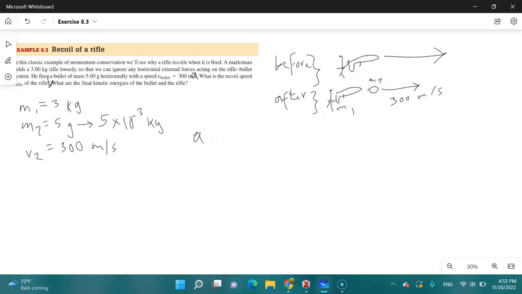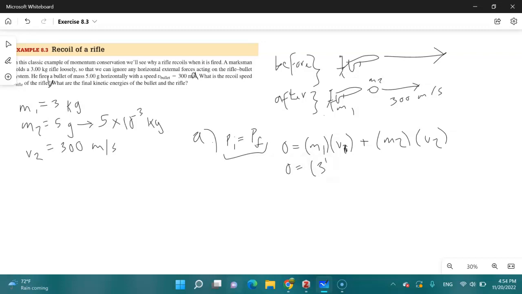So let's try to solve part A. What's the recoil speed of the actual rifle? So we know that the initial momentum is going to be equal to the final momentum in this case. We do know that the initial momentum is 0 because there's no forces acting here. So for the 0, and now here we would do the mass of the rifle times the velocity of the rifle plus the mass of the bullet times the velocity of the bullet. So the only thing we're missing is the velocity of the rifle.